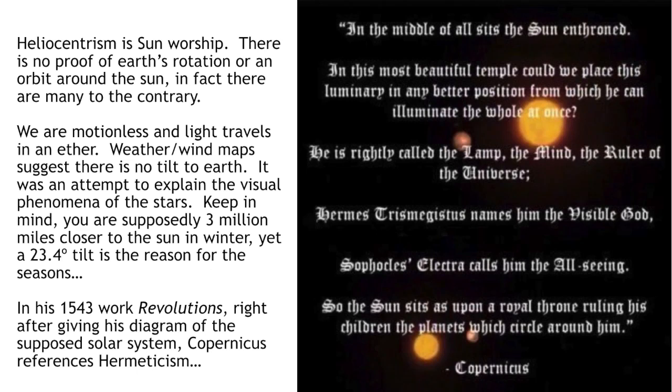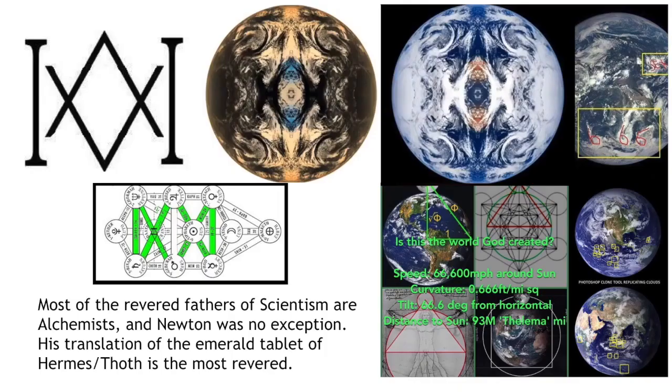In his 1543 work, Revolutions, right after giving his diagram of the supposed solar system, Copernicus references Hermeticism. "In the middle of all sits the sun enthroned. In this most beautiful temple could we place this luminary in any better position from which he can illuminate the whole at once? He is rightly called the lamp, the mind, the ruler of the universe. Hermes Trismegistus names him the visible God. Sophocles' Electra calls him the all-seeing. So the sun sits as upon a royal throne, ruling his children, the planets which circle around him."